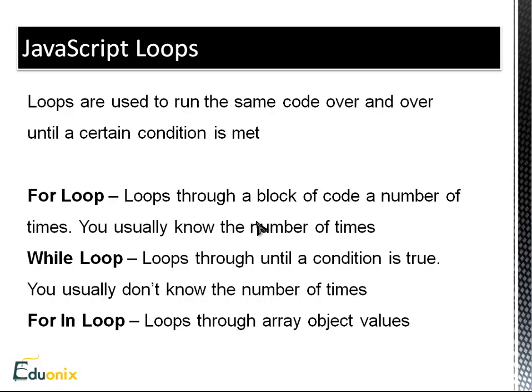And essentially loops all do the same thing, but there's usually a bit of a difference when choosing which loop to use. For instance, the for loop is usually used when you know the exact number of times that it's going to run, while the while loop is usually used when you don't know the number of times. And the for in loop, like I said, is usually used with array objects.